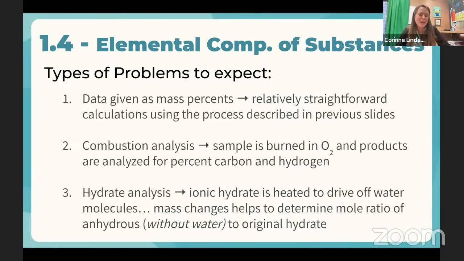These are the different types of problems you might see. Combustion analysis and hydrate analysis are the ones I'd anticipate you might see on your FRQ section. Just know that there's an extra step there where you have to take the data and then change that to find the grams of specific elements for combustion analysis. So you have to take your mass of carbon dioxide and find the masses of carbon and oxygen in that. With hydrates, you'll have to use the lab data, so you'll just do some simple subtraction there.